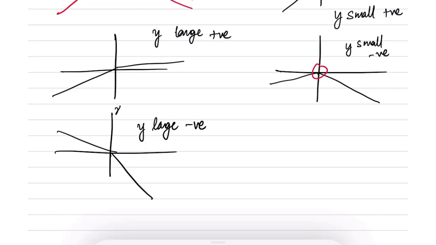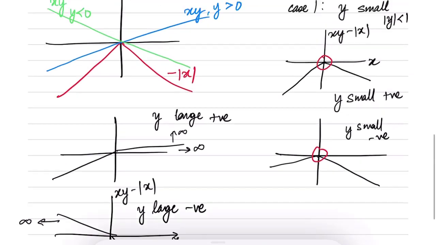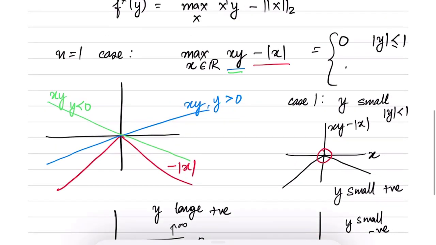then it would look something like this. So this is again xy minus absolute value of x, and this is the x-axis, and you can see that in both the cases the maximum is actually at infinity. So the function value increases to infinity in both the cases. So going back, we obtain that this is infinity when the absolute value of y is greater than 1. So this is the solution of the n equal to 1 case.